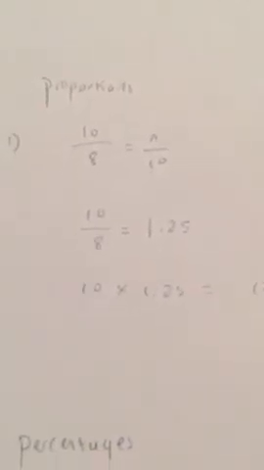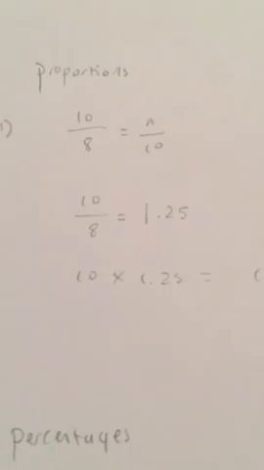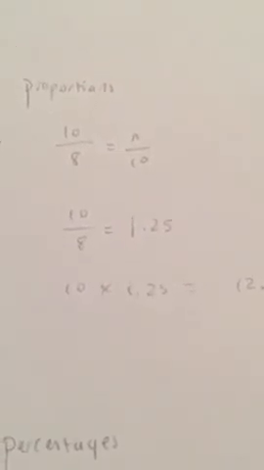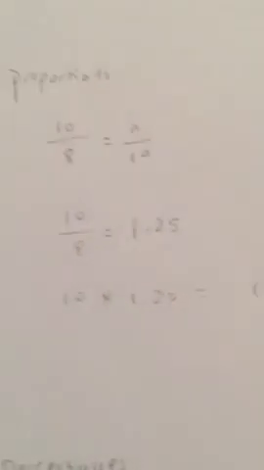Hi everyone, today we're going to be learning about proportions and percentages. Alright, let's start with some proportions. These are two ratios that are just set equal to each other. So we have 10 over 8 equals n over 10, and what we're solving for is n. And I'm going to show you how with two solid examples.